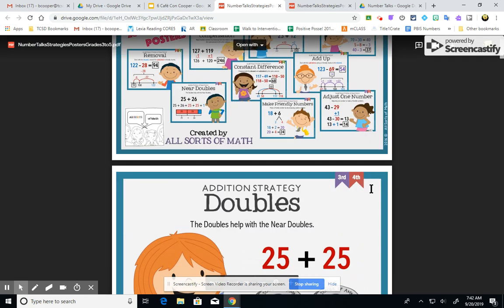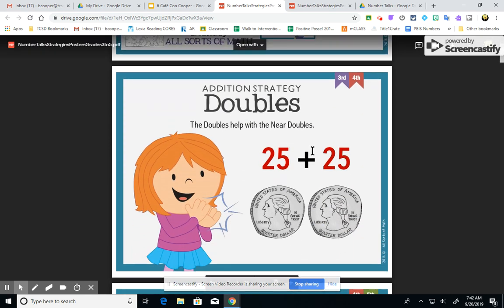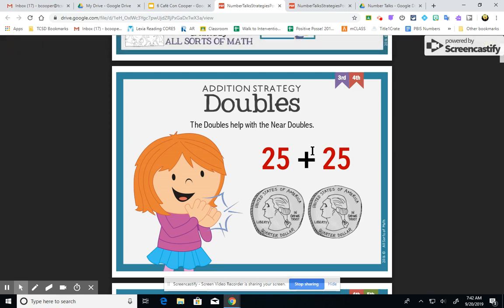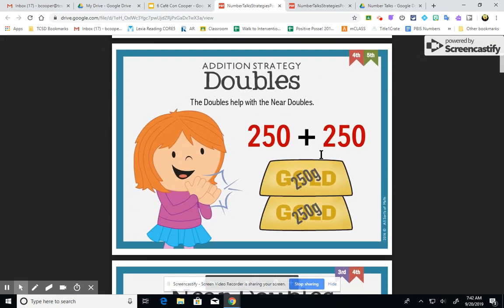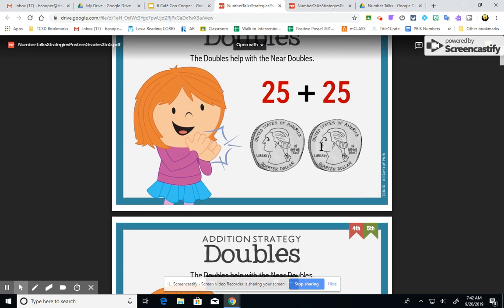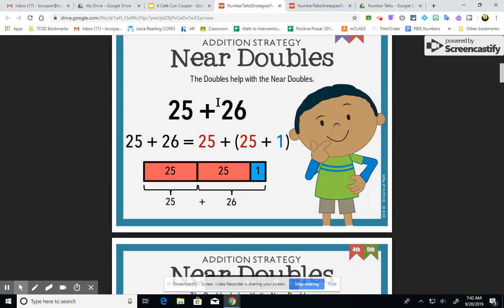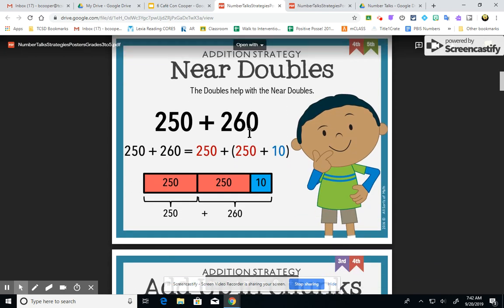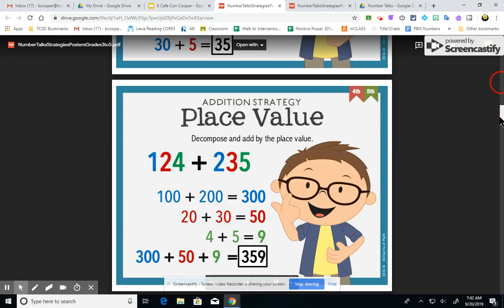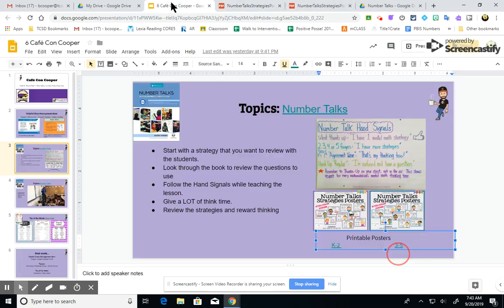Different strategies, and it's a good idea to put one up and then focus on that strategy for the day, and then move on to the next one the next day. And if you notice, these are similar, just with larger numbers, and with 5th and 6th grade teachers, you can go even bigger. So it does show how to do smaller numbers and larger numbers. There's a ton of them. So take a look at those. I think those are fantastic.